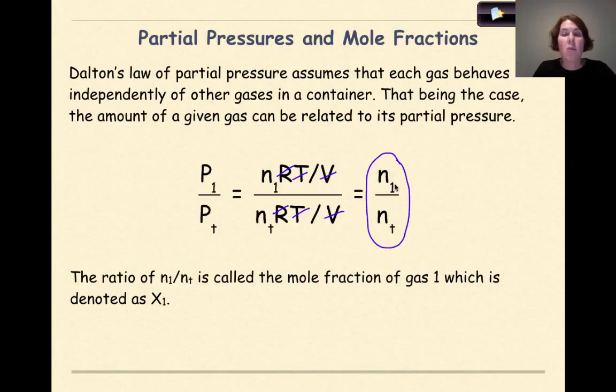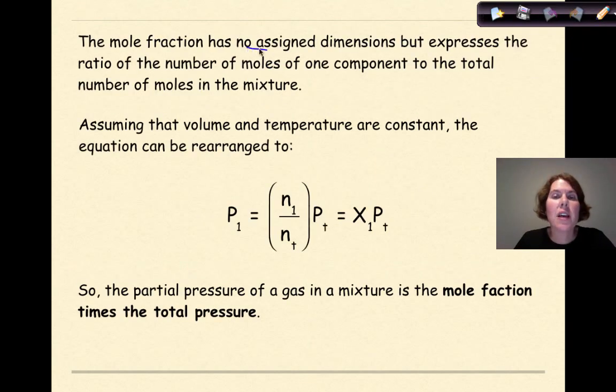So basically the moles of an individual gas over total moles, and that will equal X, which is our mole fraction. So the ratio of N1 over Nt is called the mole fraction of gas 1, which is denoted as X sub 1. So that is the mole fraction of that one particular gas. The mole fraction has no assigned dimensions, and that's a good thing to know, but it expresses the ratio of the number of moles of one component or an individual gas to the total number of moles in the mixture.